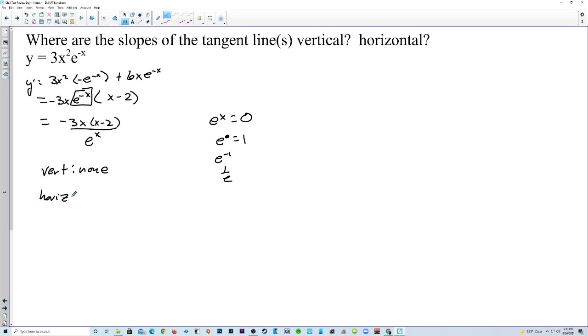Horizontal? Horizontal, that's where the top is going to be 0. So at x equals 0 and x equals 2.